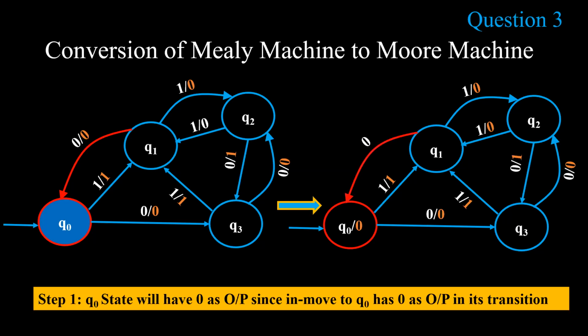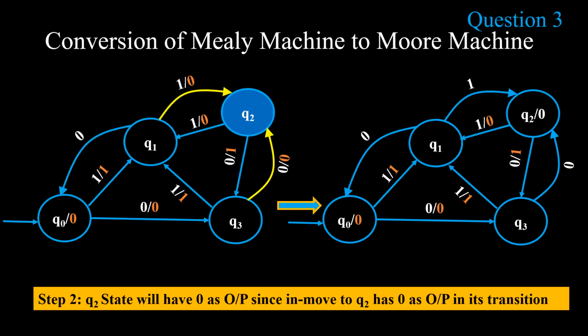Q1 needs a split. We will not consider it. We will move towards Q2. Q2 does not require any split. We have two in moves. Both have 0 as output. We will just convert this particular Mealy to Moore by putting the output 0 in state Q2 and taking into consideration both in moves with a single transition.